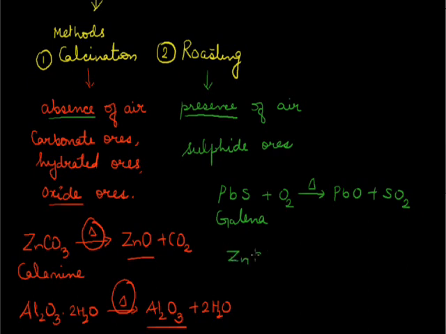Similarly, zinc blende is also roasted and it converts into zinc oxide, giving out SO2. This SO2 can be used in the contact process for the manufacturing of sulfuric acid or for any other use.